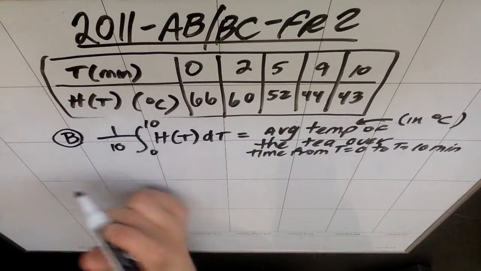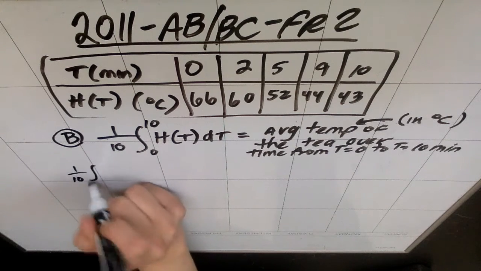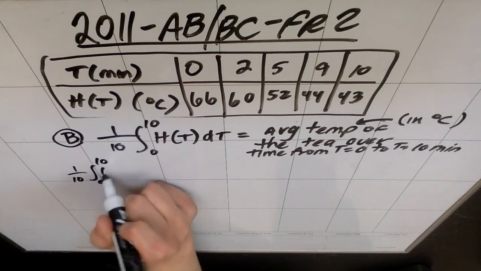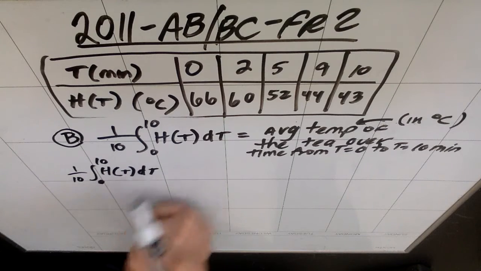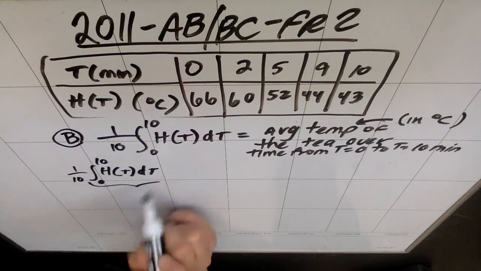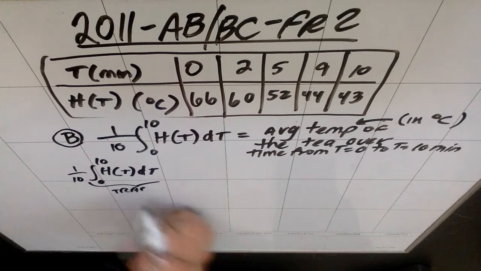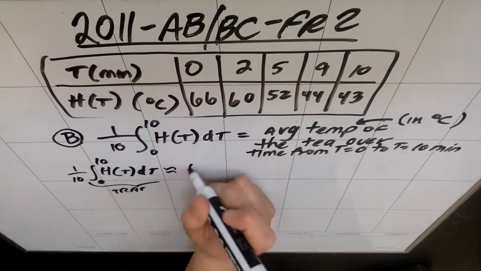The other big thing you have to be careful of is a lot of people accidentally forget the 1/10 in front, because the 1/10 isn't part of the trapezoidal approximation. The 1/10 is sitting in front of the thing that you're going to use the trapezoidal approximation for, right? So don't forget the 1/10, right?